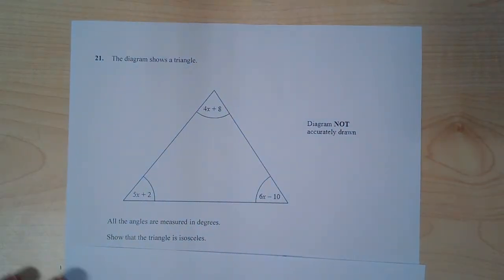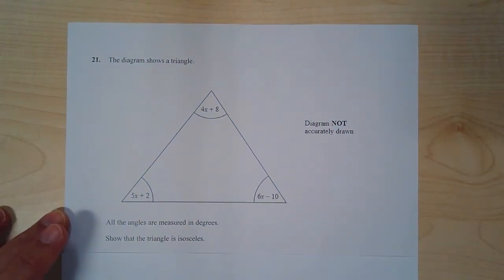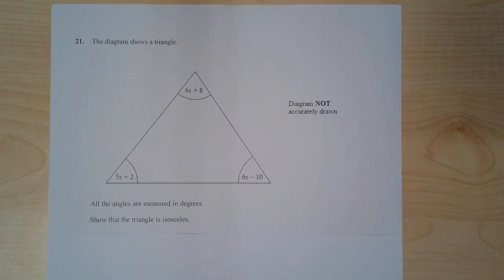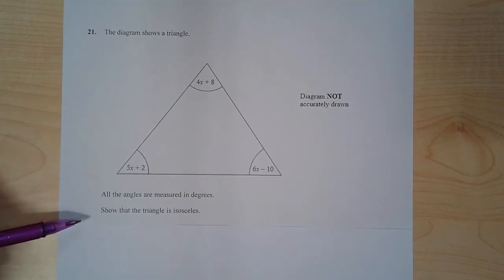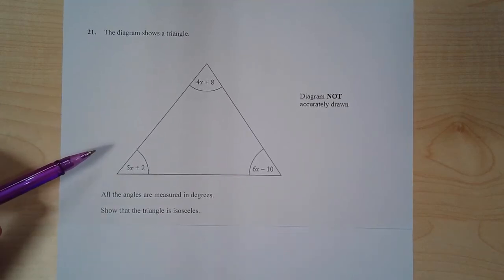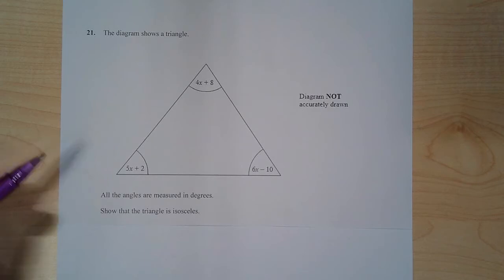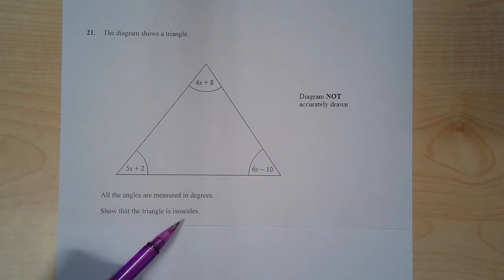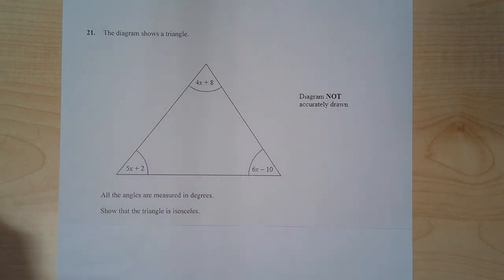Question 21 shows a triangle, and it tells you all the angles are measured in degrees, and it says show that the triangle is isosceles. Now, they haven't given you an awful lot of information here. They just want you to show that this is isosceles. Straight away I need to be thinking, what do I know about isosceles triangles? Well, I know that 2 of the angles are the same in an isosceles triangle, although I can't really tell by looking at this which ones are the same.